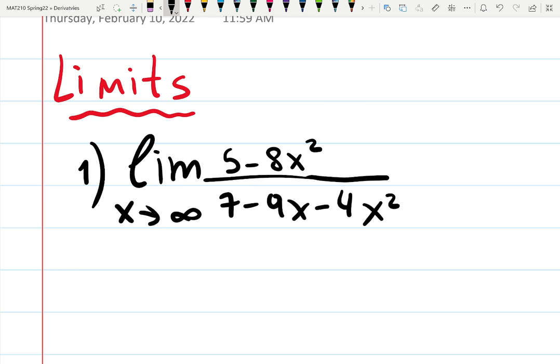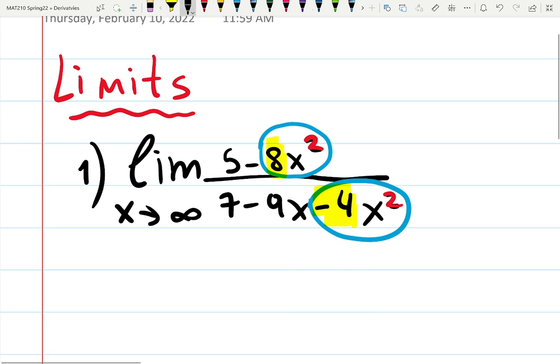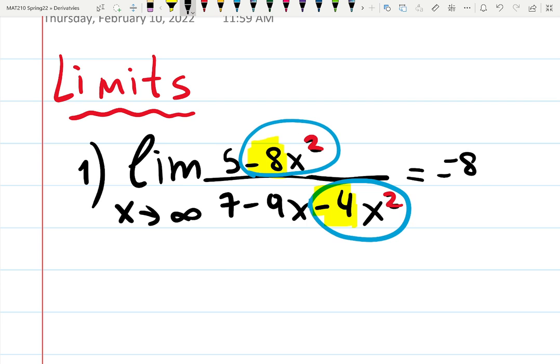Limits at infinity should be your favorite ones because you can see the answer right away if you practice a couple of times. Find who is the leader of the polynomial at the numerator, the top of the fraction. 8x^2 is. Who is the leader at the denominator? Minus 4x^2. The speeds are the same because the exponents are the same. So the answer will be the ratio of the leading coefficients, minus 8 over minus 4, which is 2. This is how fast you can do it.